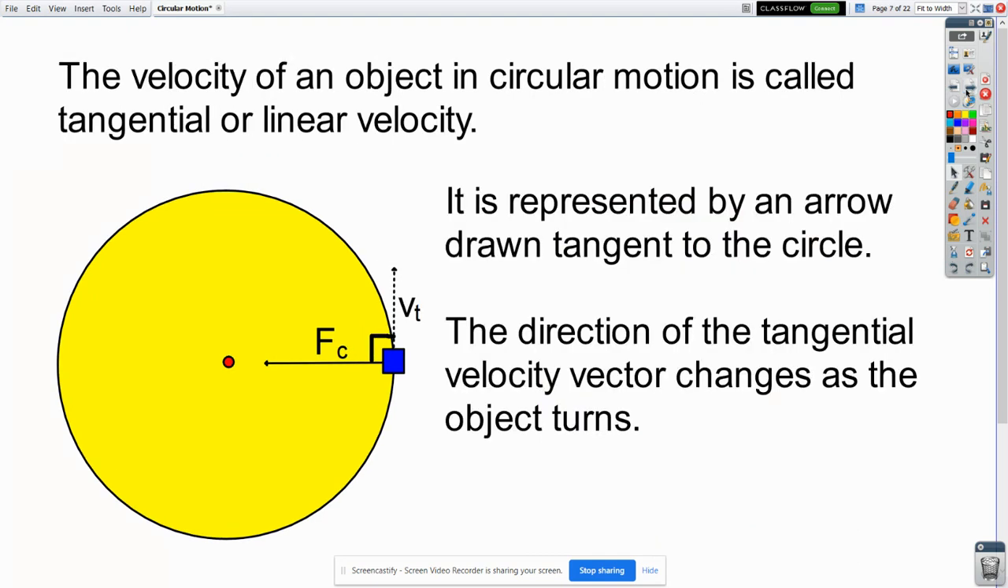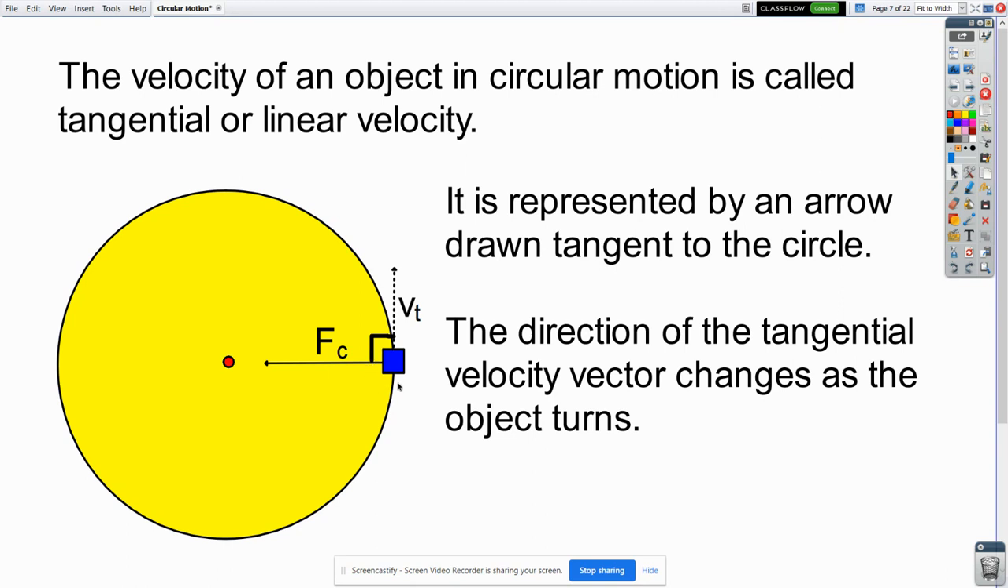Another thing we need to learn to describe and use is the tangential velocity of the object. The velocity of an object that is going through circular motion is called the tangential velocity. And the reason is it's the same in the drawing as that directional arrow, and that directional arrow is drawn tangent to the circle. Again, another way to think about it is 90 degrees or perpendicular to the centripetal force. Again, this shows us the direction that the object is traveling as well as the speed it's traveling at that exact moment in time.